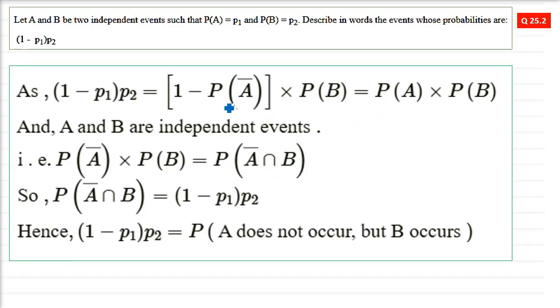Some mathematics you also need to involve. The next one says P1, P2, PA, PB. Describe in words 1 minus P1 into 1 minus P2. So I'm just writing it. I'm changing this P1 to PA, P2 to PB.